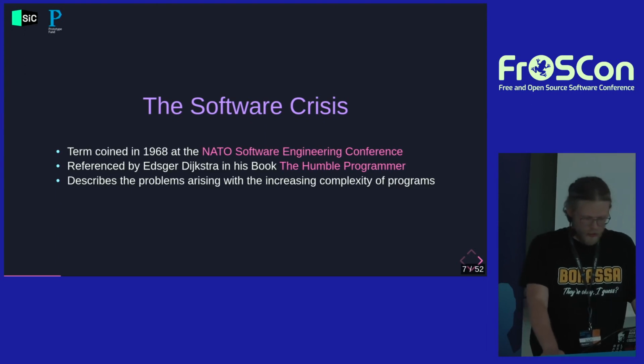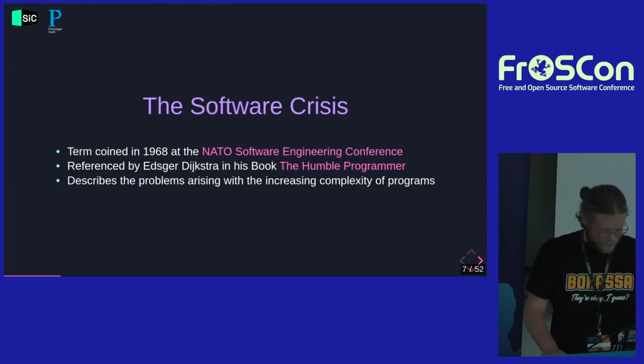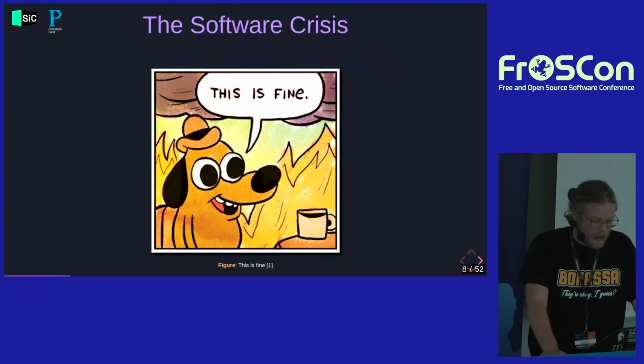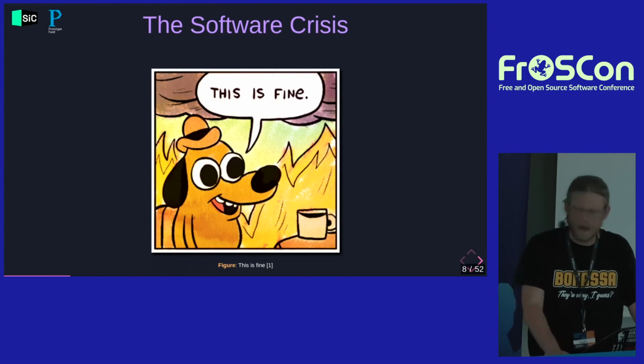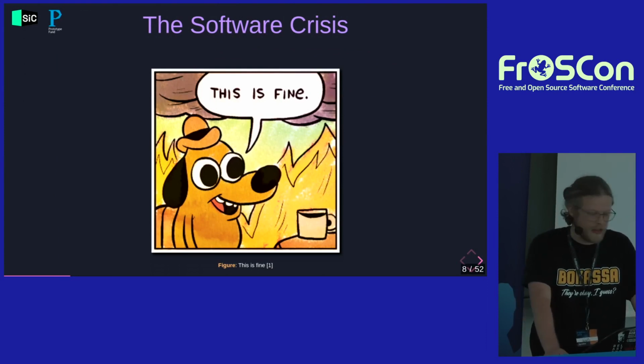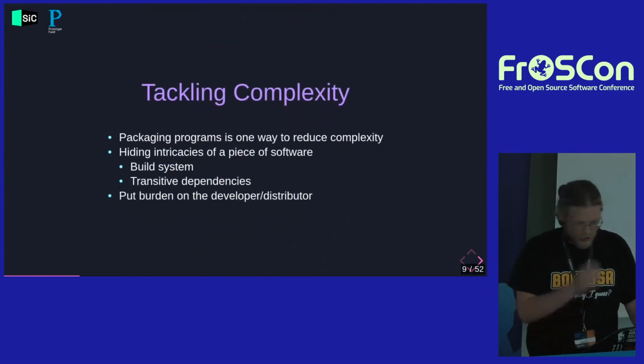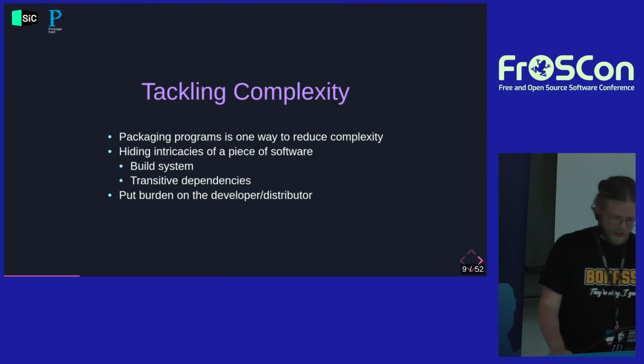So what we can see here is that complexity is basically a problem that has existed for as long as programming exists. And the only reason we are still here is because we tried to live with it. And that's what this talk is about. How do we live with complexity in our systems? All right, so packaging as tackling complexity.